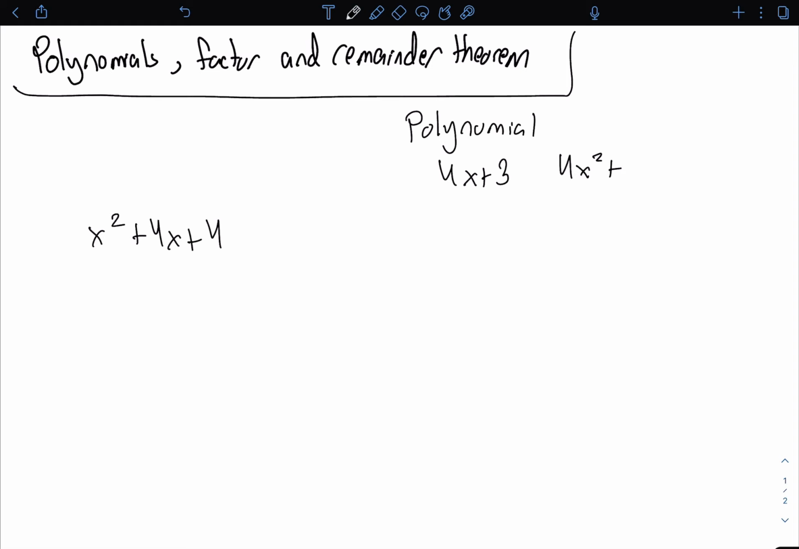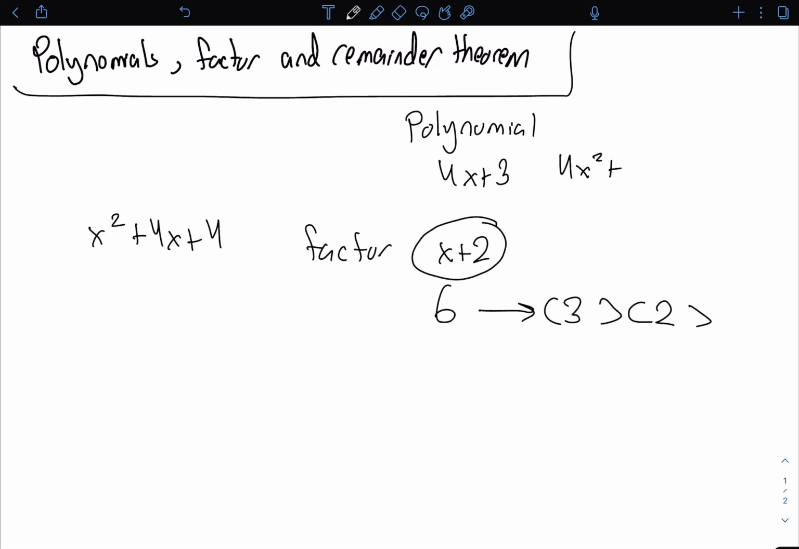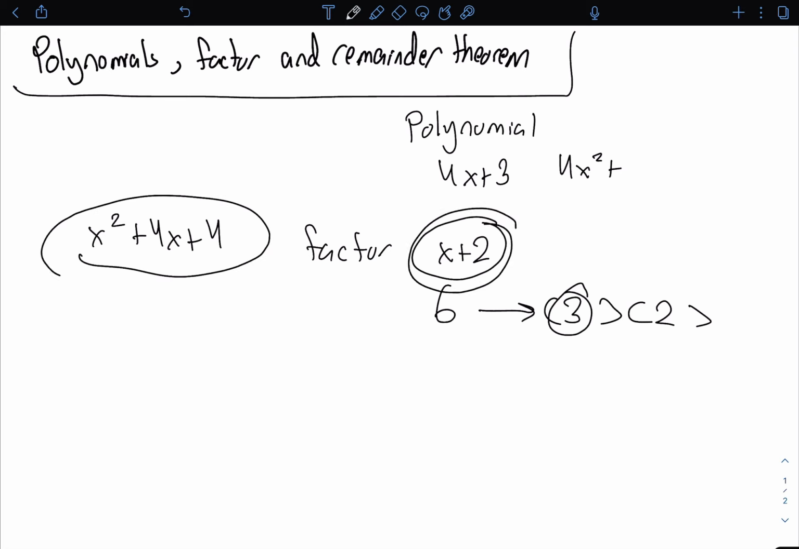So say the examiner says that one of the factors of this equation is x plus 2. Remember how we managed to decompose 6 into 3, which is one factor, and 2, which is the other factor? We can similarly decompose this entire equation into its factors. How do we do that? We already know one of the factors. You know how 6, one of the factors is 3? Here, one of the factors for this polynomial is x plus 2. So we can decompose this into x plus 2 and the other factor, which we don't know here.